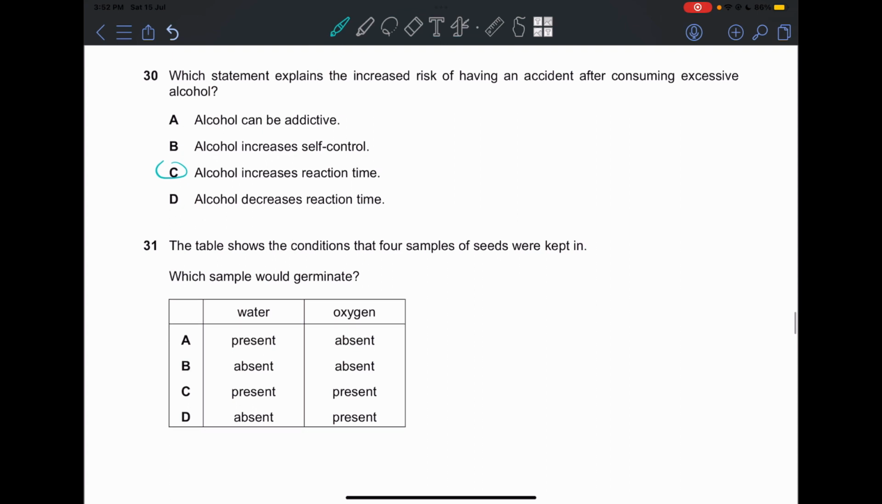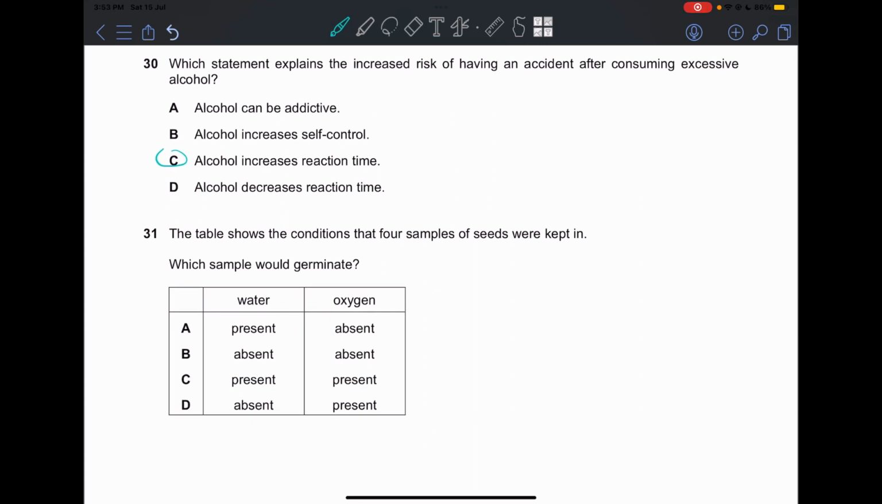Well, D is not incorrect because alcohol does increase the reaction time, meaning that if a person is driving, it will take longer for them to realize, for example, if a pedestrian is passing the street, they will not notice it as fast as a normal person. So this is called a depressant. If it decreased the reaction time, that would mean it is a stimulant.